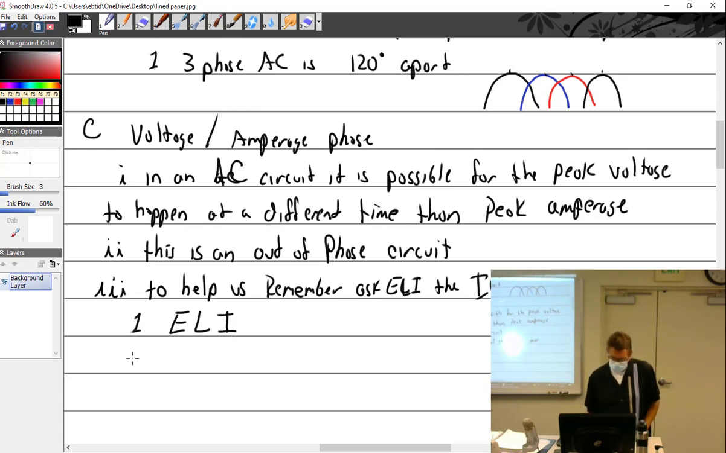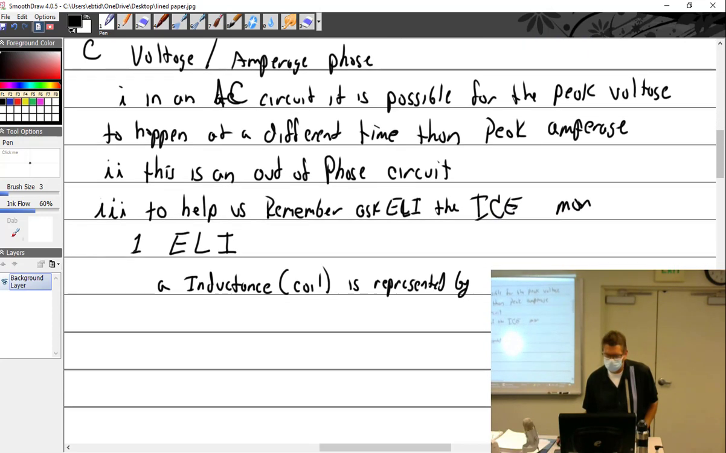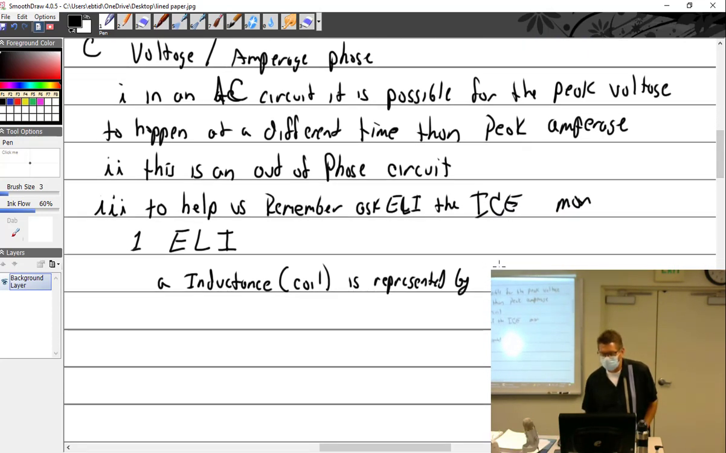So in Eli, inductance, which is a fancy word for a coil, is represented by L. L is inductance. So inductance is represented by an L.